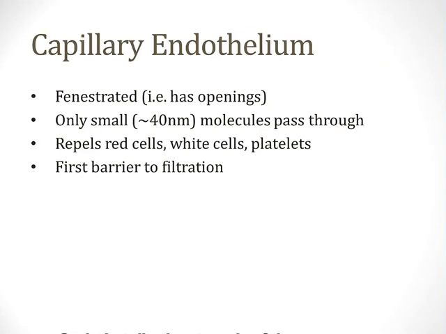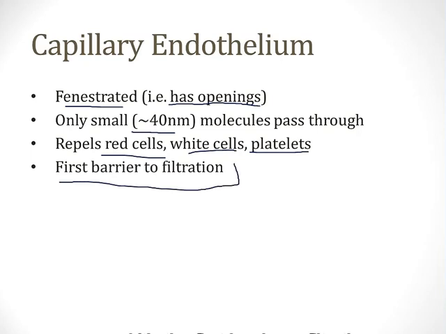So let's talk about each of these components of the filtration barrier in more detail. So the capillary endothelium is fenestrated, and that means it has small openings, and only small molecules about 40 nanometers in size can pass through. This is going to repel red cells, white cells, and platelets, and it's the first barrier to filtration. So essentially, the capillary endothelium is going to keep out most of the cells inside the plasma.